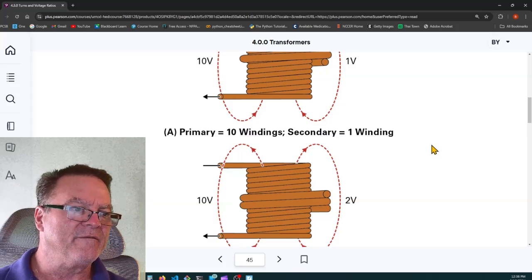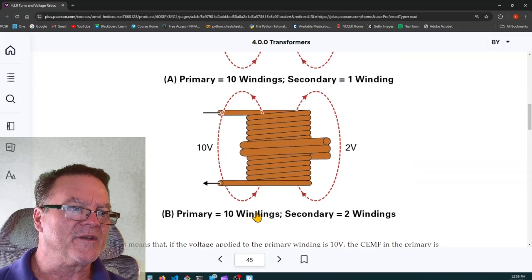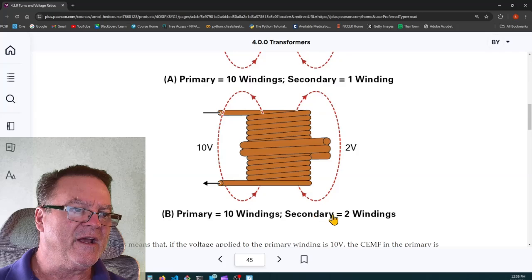So it equals 1 volt. 10 windings in the primary, 1 winding in the secondary, so you get 1 volt. On this one, they're saying you have 10 windings in the primary, and the secondary has 2 windings, so you end up with 2 volts on the secondary.